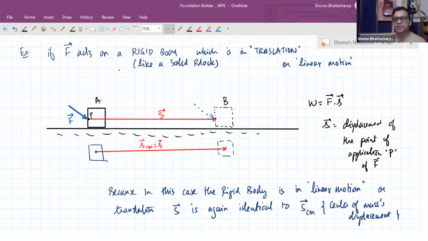However, in future chapters like rotational mechanics, like properties of matter and elasticity, there is a more specific point over there, which I will show you with a couple more examples. And for that purpose only, I'm giving you the proper definition of displacement of point of application.